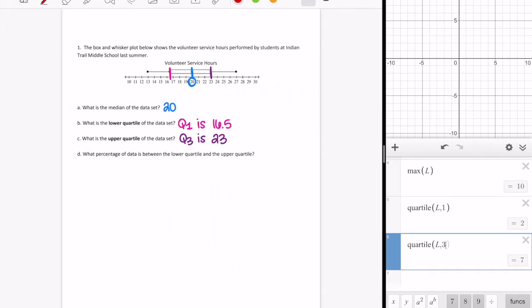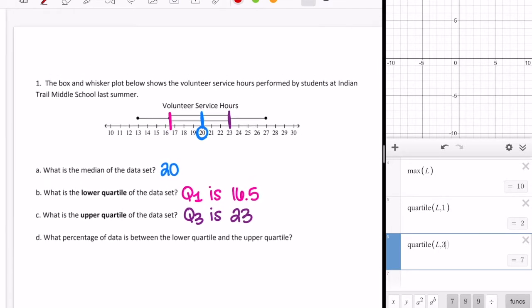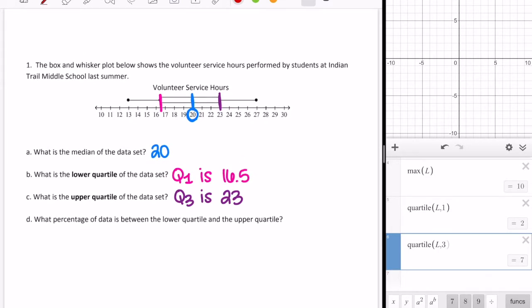Okay, so what percentage of data is between the lower quartile and the upper quartile? So our lower quartile, or Q1... So from Q1 to Q3, if this is 25% and this is 25%, how much would that be total? Well, we'd add them up and get 50%.